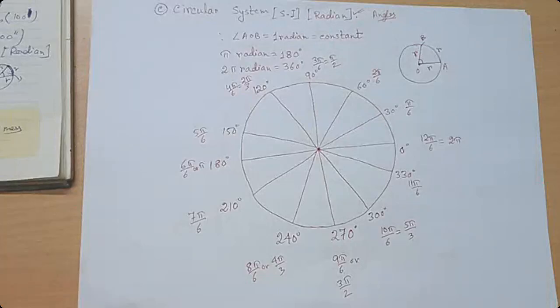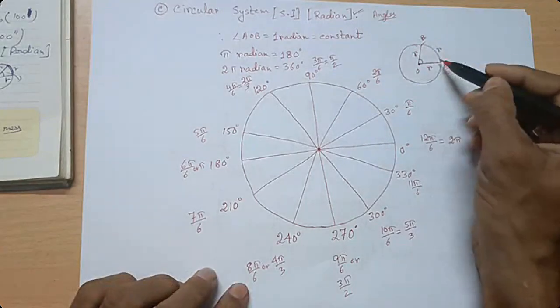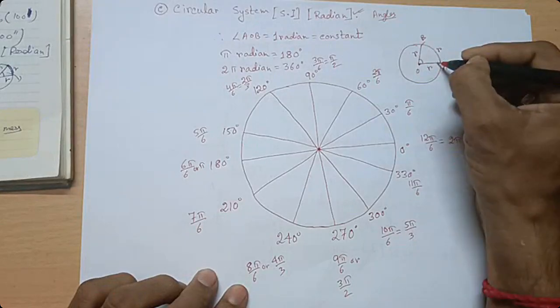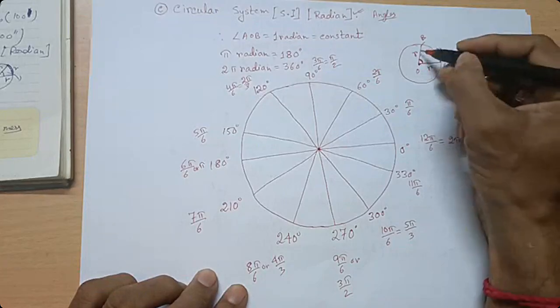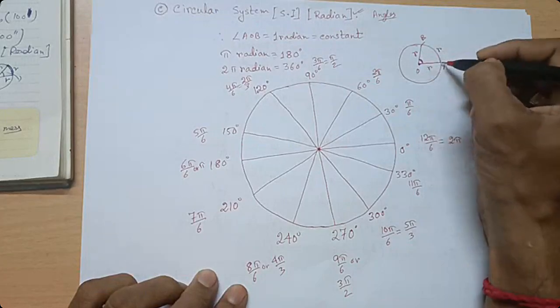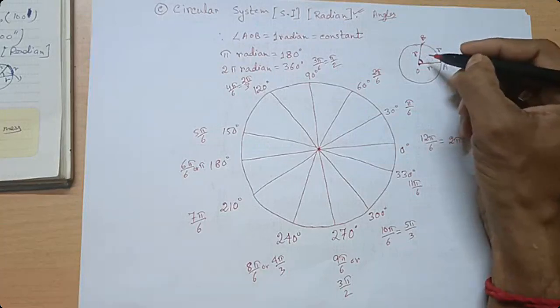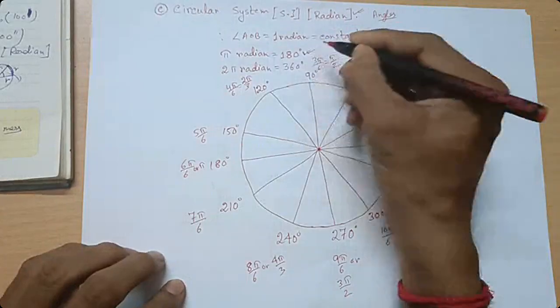And the last one is the circular system, and it is the SI system, and it is measured in radian. The angle is measured in radian. Here you can see, if we take a circle, this is the radius. If we take an arc AB of the same length as the radius, and if we measure the angle, this angle is constant, always constant. And this is what we call 1 radian. That is, angle AOB is equal to 1 radian, or it is a constant angle. And there is a relation that pi radian is equal to 180 degree, right?